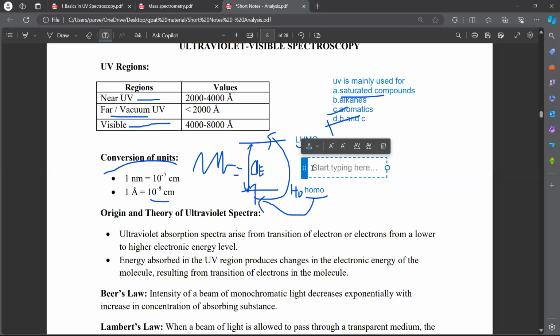The first ones are the sigma electrons, sigma, pi, and lone pair electrons, which are generally denoted by n. The sigma electrons, which are denoted by the symbol sigma, get transferred from sigma to sigma star. Sigma star is denoted by this. I will show you all the diagrams, and pi star and lone pair.